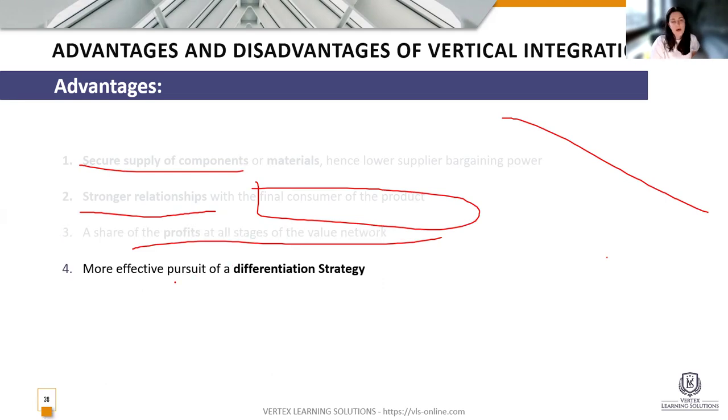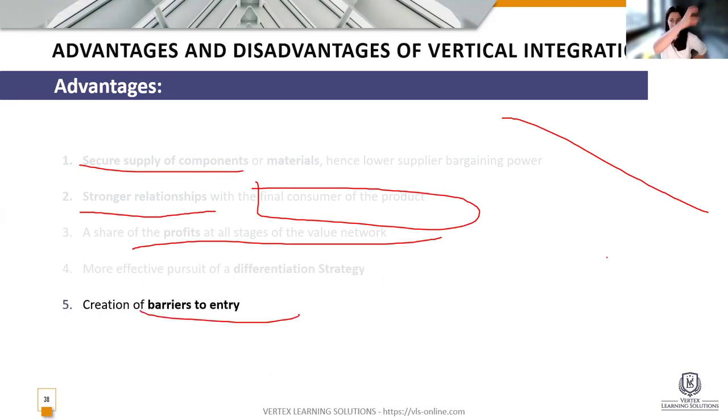And this would be a more effective pursuit of diversification strategy. And we will create barriers to entry because if we control everything, we control a supplier of main resource, then we will not just sell it to competitors, and potential competitors would not appear.